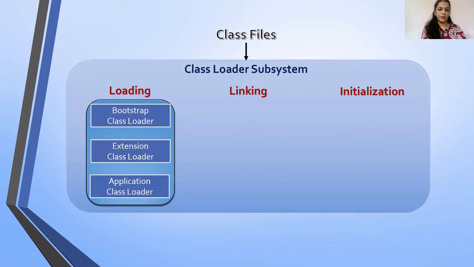The bootstrap class loader is responsible for loading all core Java API classes which are present in the bootstrap class path. This bootstrap class path consists of the rt.jar file and some other important jar files that are supplied by the JRE installation. Then you have the extension class loader, which is responsible for loading classes from the extension folder, that is the ext folder. The application class loader is responsible for loading the application level class path, that is environment variables.